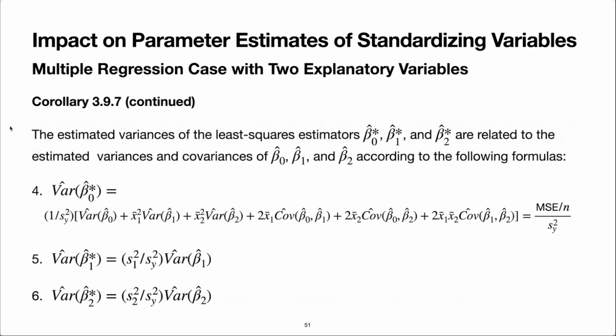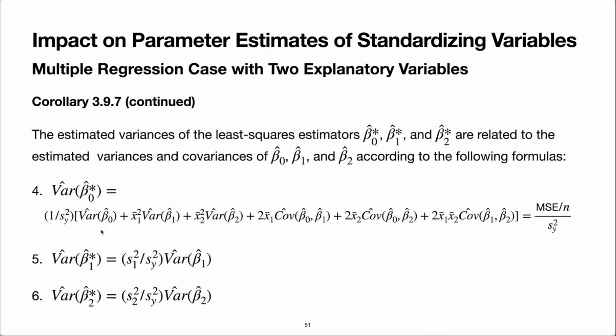Continuing on, the estimated variances of the least squares estimators beta 0 star hat, beta 1 star hat, and beta 2 star hat are related to the estimated variances and covariances of beta 0 hat, beta 1 hat, and beta 2 hat according to the following formulas. The first formula, the estimated variance of beta 0 star hat, is equal to this rather long expression. Again, we get this from the previous theorem.